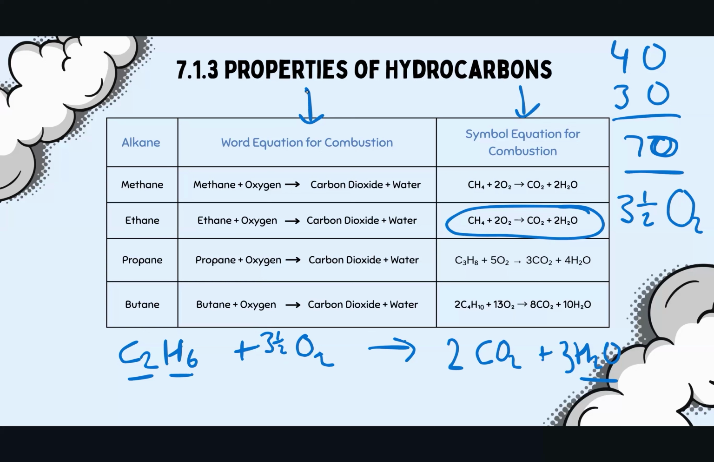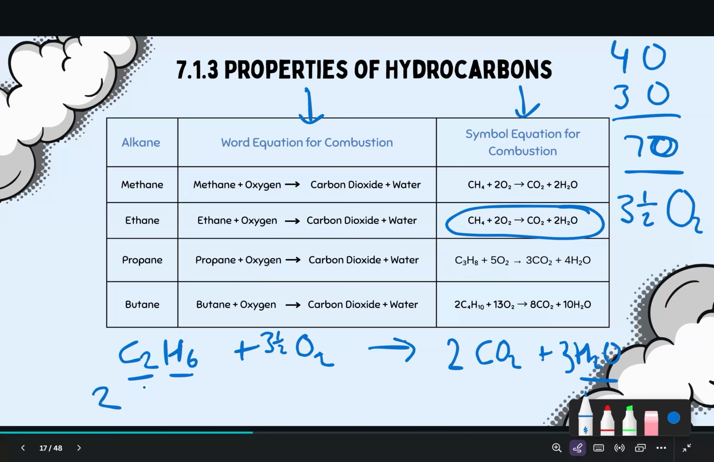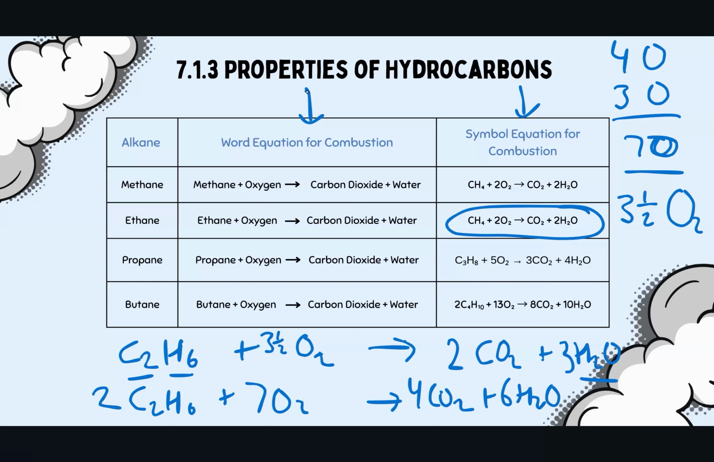The other option that we have is we just double everything. So that means we do this. 2 C2H6 plus 7 oxygen gives us 4 carbon dioxide plus 6 H2O. And that's absolutely fine. We can do that without a problem. So I hope that makes sense.